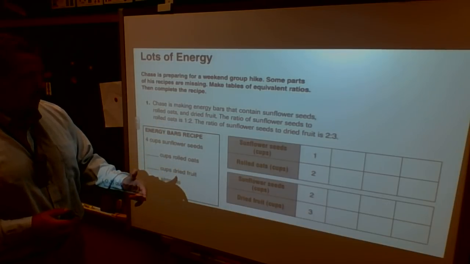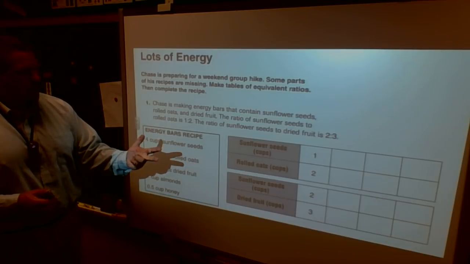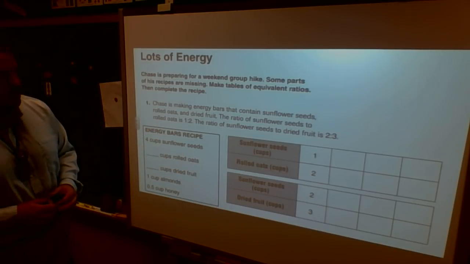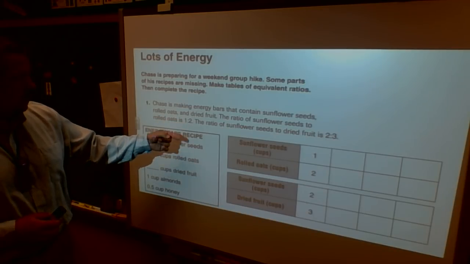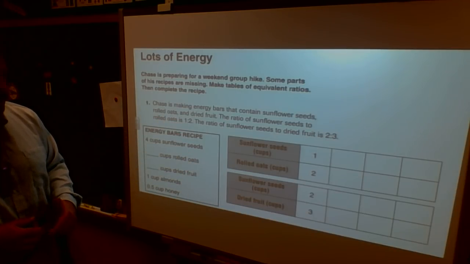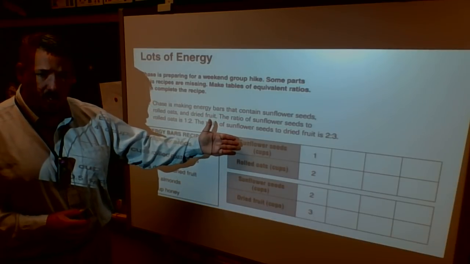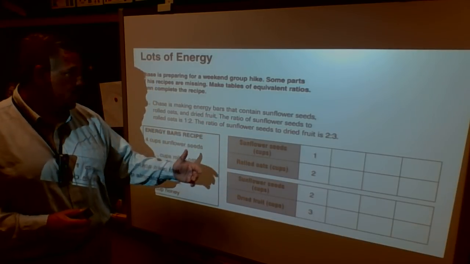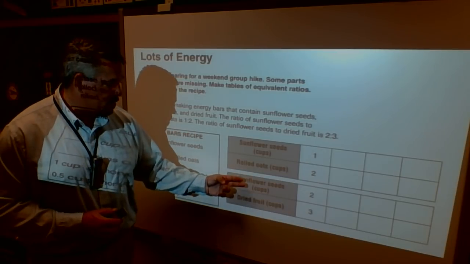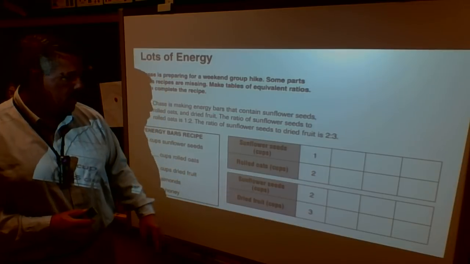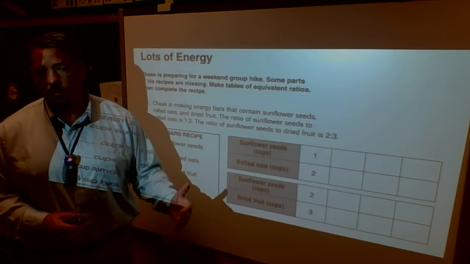Chase is making energy bars that contain sunflower seeds, rolled oats, and dried fruit. The ratio of sunflower seeds to rolled oats is 1 to 2. The ratio of sunflower seeds to dried fruit is 2 to 3. So when I start with my sunflower seeds, then I compare it to my rolled oats, it tells me it's in a ratio of 1 to 2. When I have my sunflower seeds compared to dried fruit, it tells me it's in a ratio of 2 to 3. So I have to fill in my chart first.